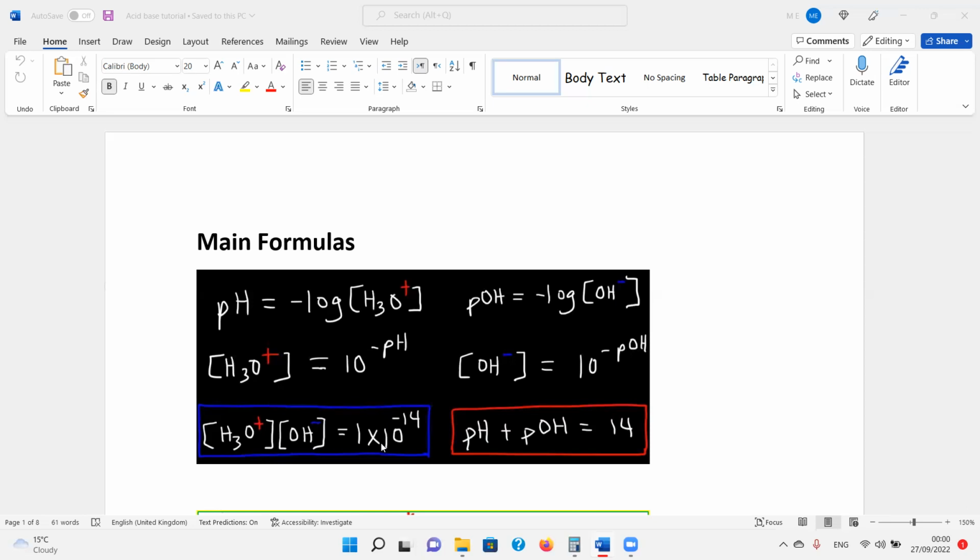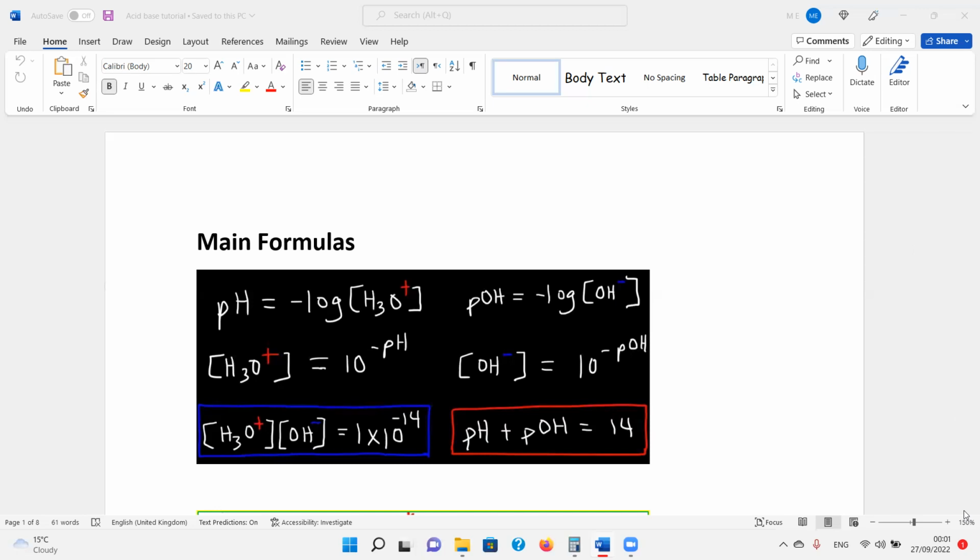Another important formula that we learned is concentration of hydrogen times concentration of OH equals 10 to the power of minus 14. And if you were to take the minus log of the whole equation, basically it will give you pH plus pOH equals 14. So far we have learned 1, 2, 3, 4. So these are the equations we learned so far.